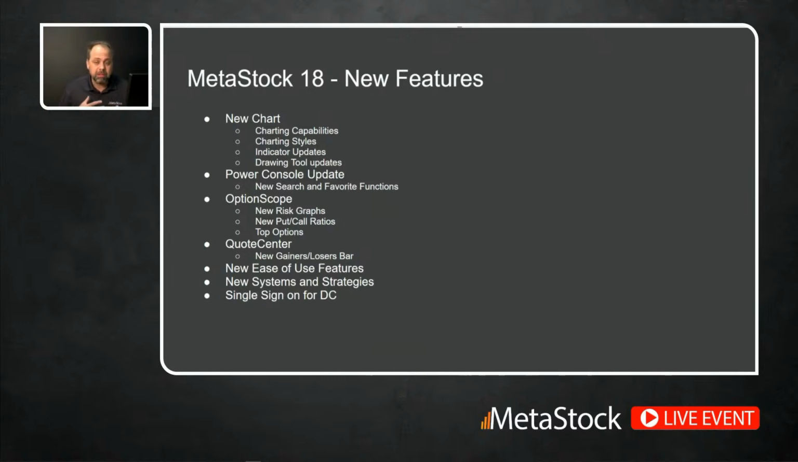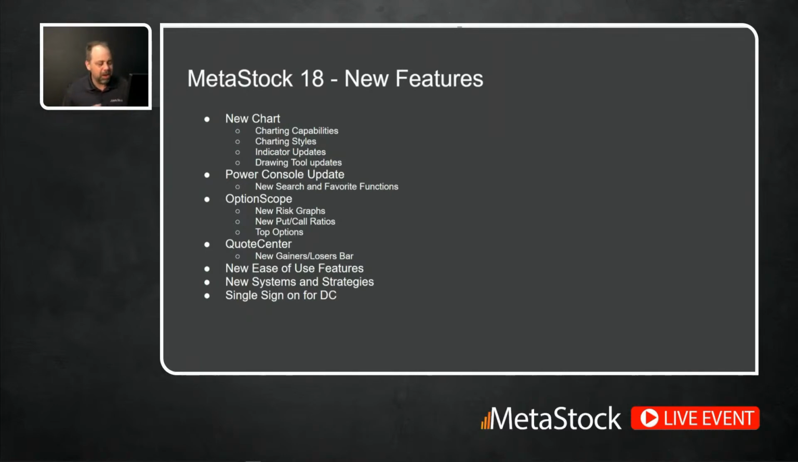We're going to talk about some things that we added to the Power Console to make it even easier to use and some of the things that I really like. We'll talk about Optionscope and all the changes that we made there with adding risk graphs and put call ratios and top options. We're going to talk about Quote Center. We're going to talk about some ease of use features that have been added, some new systems, some new strategies that have been added.